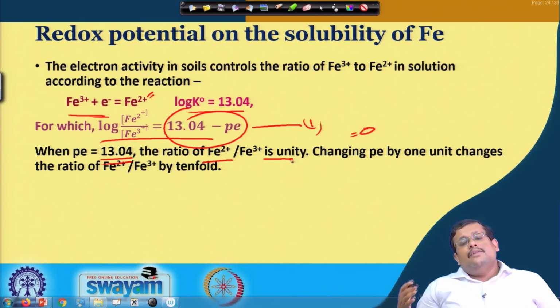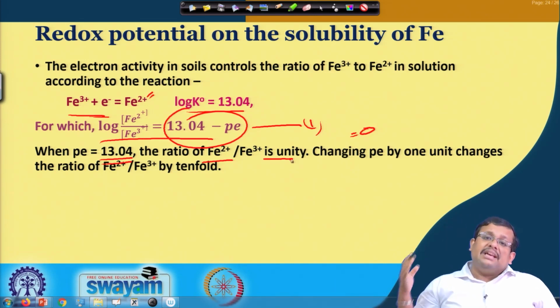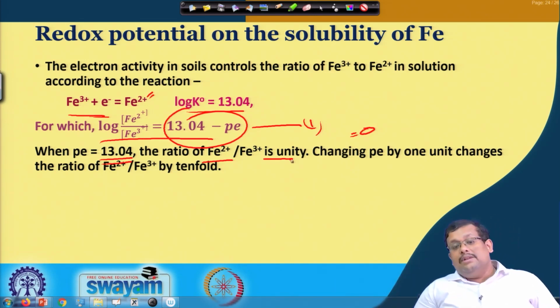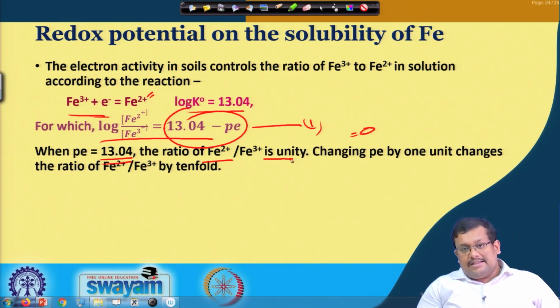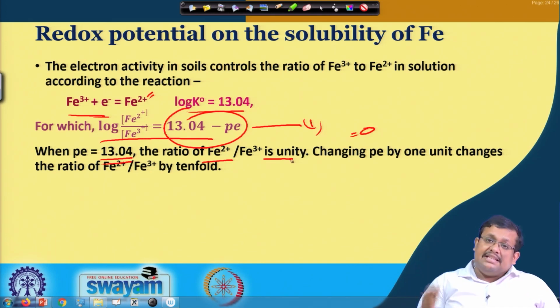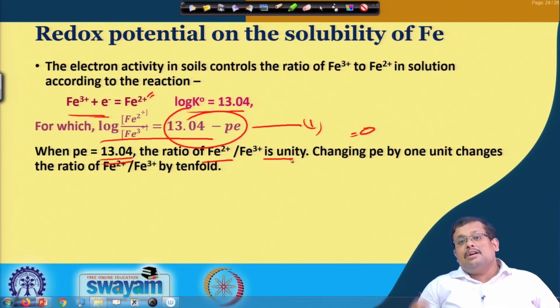Similarly, we can see the implication of redox potential on solubility. When Fe3+ converts to Fe2+, obviously their solubility is increased. Fe2+, ferrous, is more soluble than ferric. So, this is how a change in the redox potential results in changes in the solubility of iron.